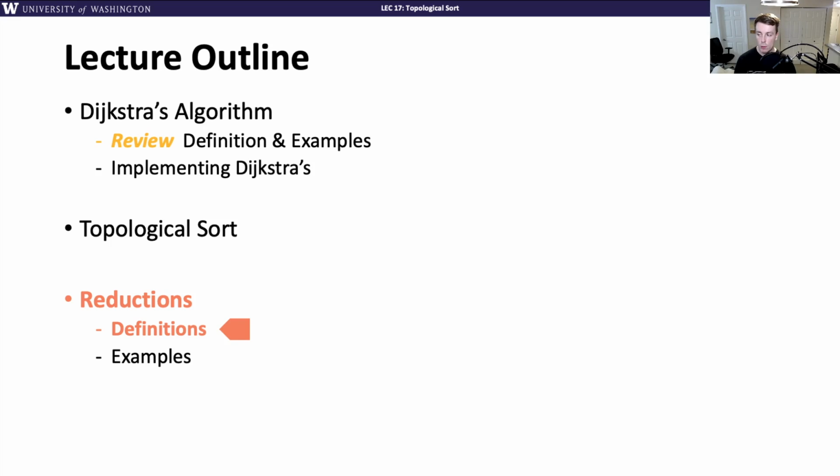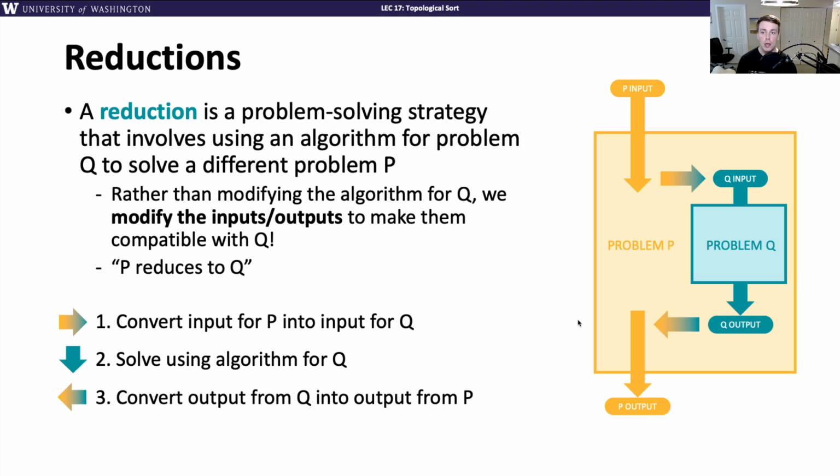So in this video, we're going to introduce what this idea of a reduction is in a little bit more formal terms, and then describe how it applies to this idea of topological sort. A reduction, in its most abstract form, is a problem-solving strategy that involves using some algorithm for a different problem to solve the problem at hand.